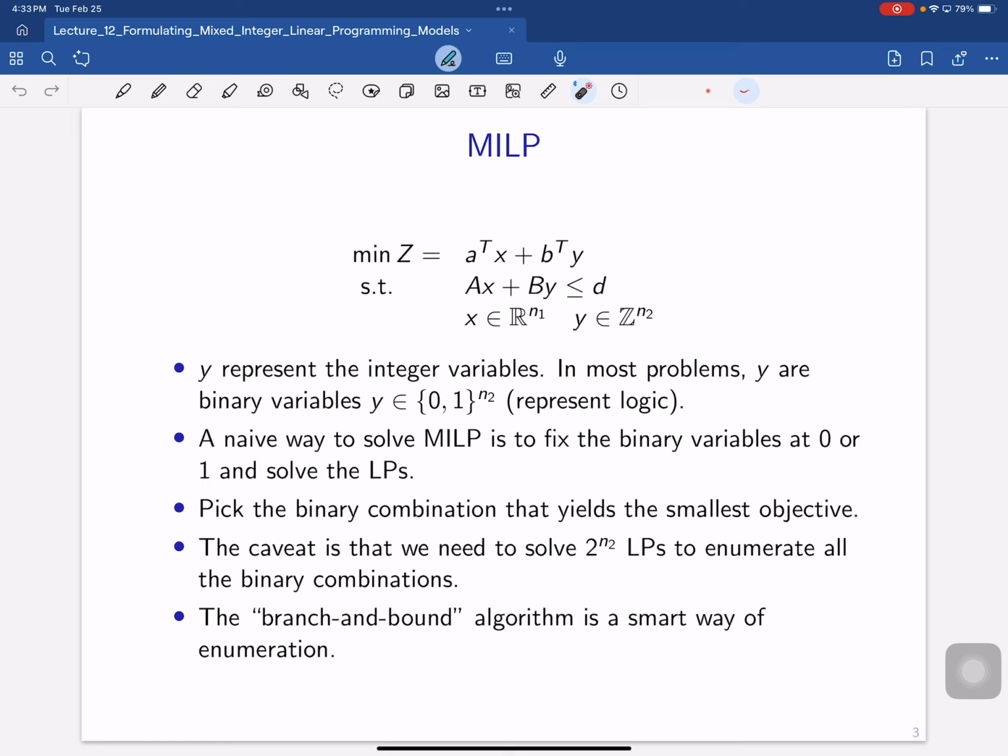As I said, the algorithm to solve MILPs is called branch and cut. Before I explain what branch and cut is, we need to talk about something called branch and bound. You can think about branch and bound as a smart way of enumerating all the binary variables. Instead of enumerating 2 raised to the power of n possibilities, it solves this problem in a trial and error way.